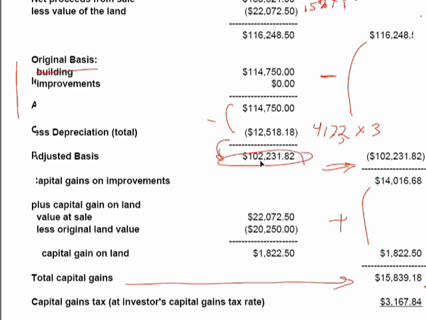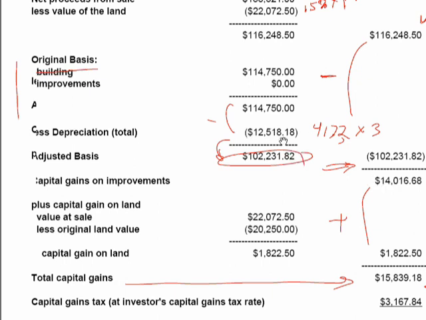And that reduces our original basis to what's now called the adjusted basis, to 102,231. And we take the value of the building at the time of sale minus the adjusted basis, and that gives us our capital gain on the improvements.